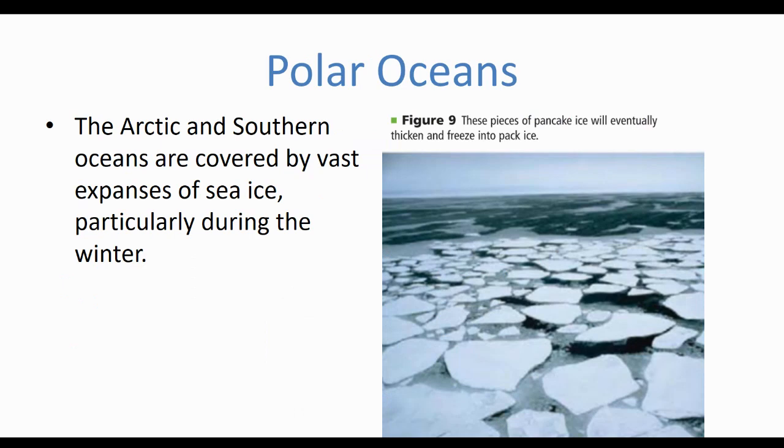Okay, the polar oceans are the Arctic and the Southern Oceans. These are covered by vast expanses of sea ice, particularly during the winter. We see this picture of pancake ice. This will eventually thicken and freeze into pack ice.